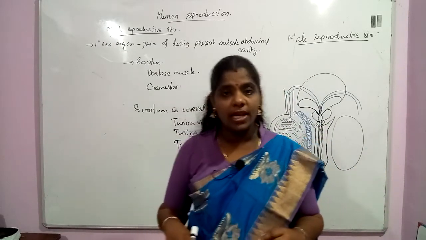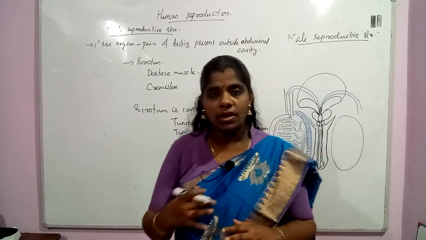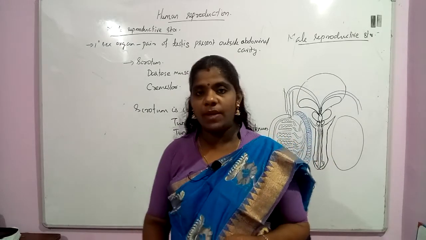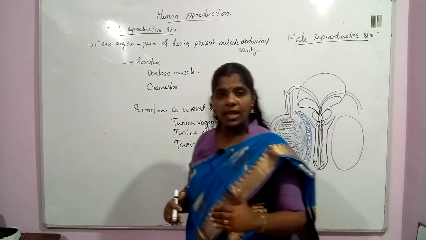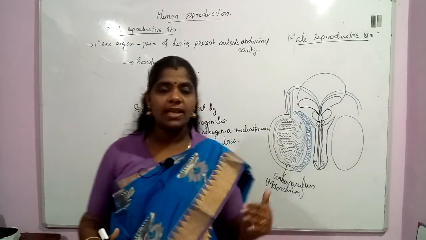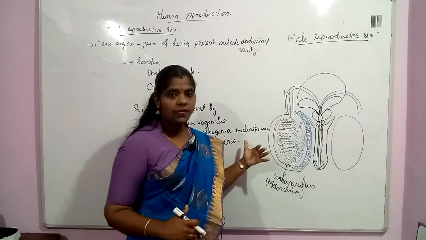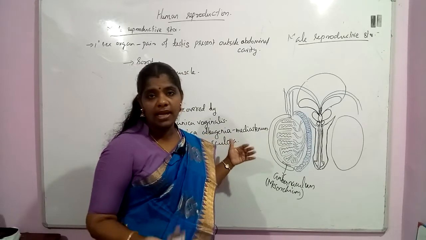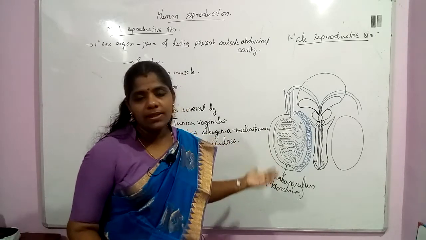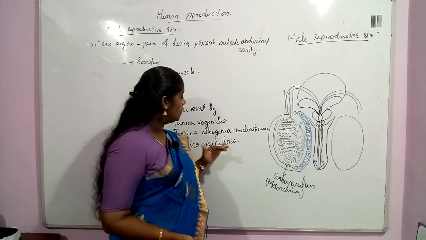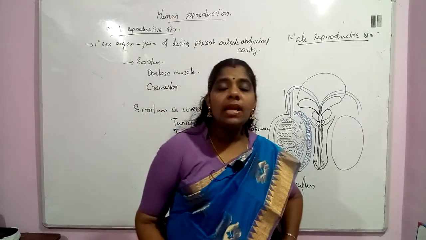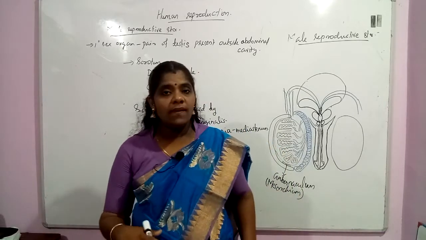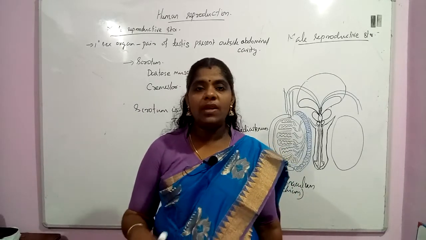There will not be any covering there, and the tunica vaginalis will not be there. The tunica albuginea is the second, middle layer of this testis, and in the posterior part we can see a thickening of this tunica albuginea, called the mediastinum. The innermost layer is called the tunica vasculosa, which will be supplied with all the vascular tissues.